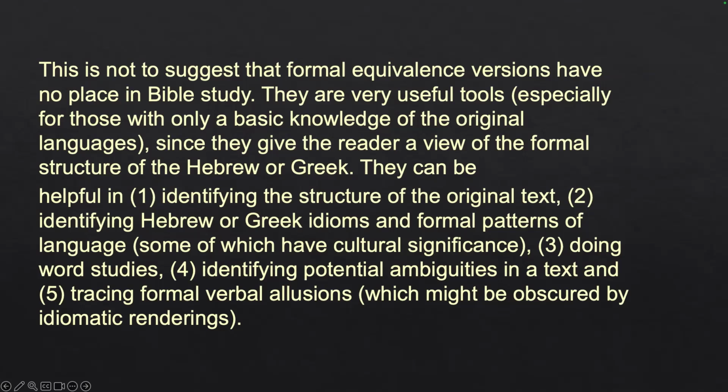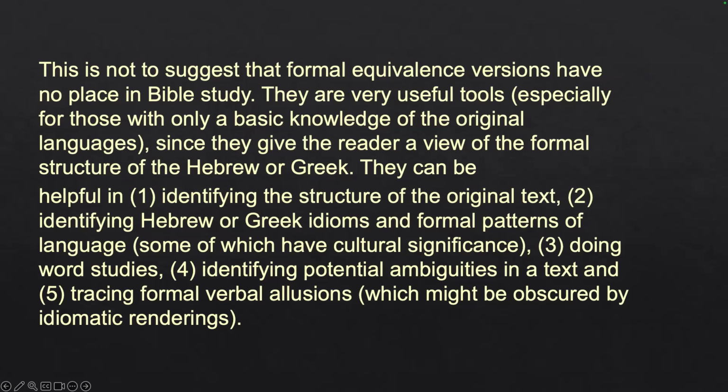You remember when I read the paragraph about the debate was over long ago by Mark Strauss, the literal dynamic? Well, this is the next paragraph. So he's proven that literal translations aren't really translations. He says they're tools. He goes, this is not to suggest that formal equivalence versions have no place in Bible study. They are very useful tools, especially for those with only a basic knowledge of the original languages, since they give the reader a view of the formal structure of the Hebrew or Greek.